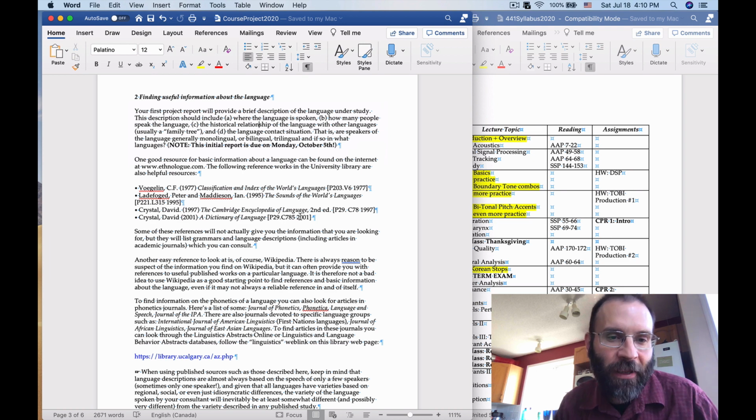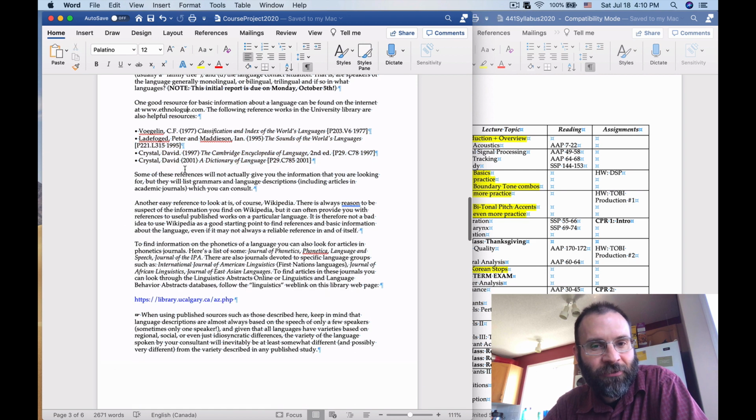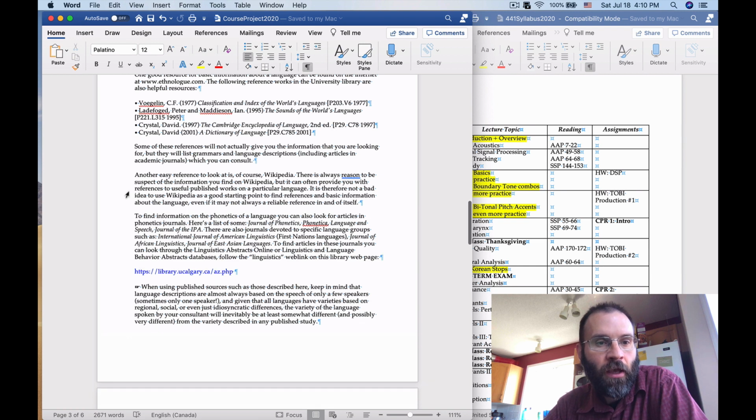And to get information that you might need to answer some of these questions, I've got some texts here which you can find in the library, some basic stuff like Voegelin's classification and index of the world's languages. It's from a while back, but it's still valid. And some other texts which are maybe more useful for, say, the phonetics of different languages. You can get those from the library if you want. And then also note that some of these references will not actually give you the information you're looking for, but they can list grammars and language descriptions, including articles in academic journals, which you can consult for your language.